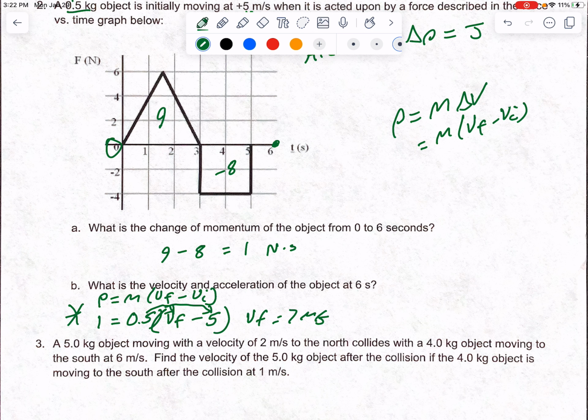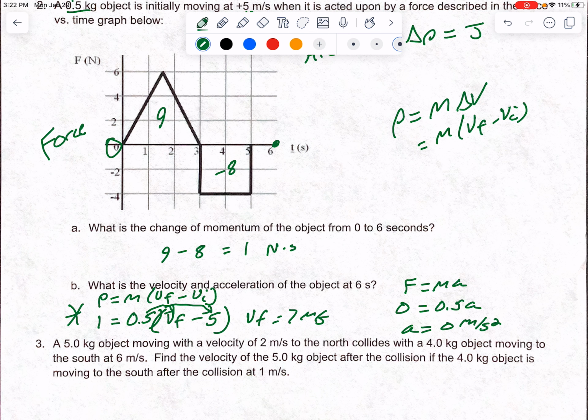Okay. Now, if you're looking for acceleration, acceleration is F equals ma. So now what I do is at 6 seconds, where am I on my y-axis? Because the y-axis is force. So in this case, it is 0. My force is 0. My mass is 0.5. And A is what you're looking for. Well, it's just going to come out to be A equals 0 meters per second squared.